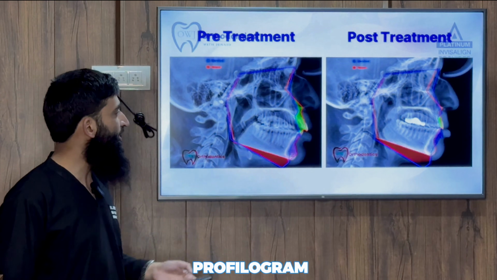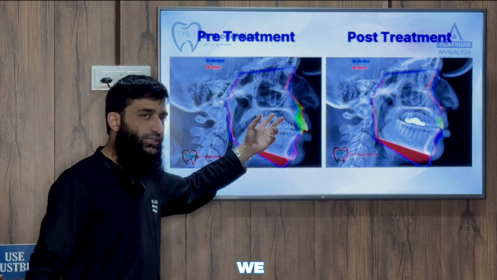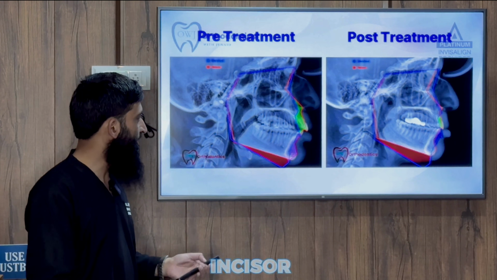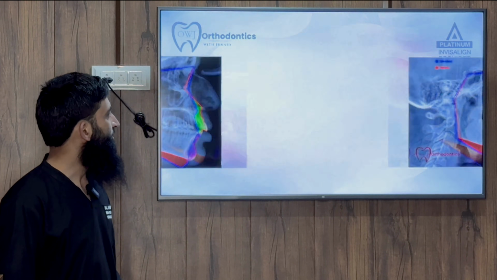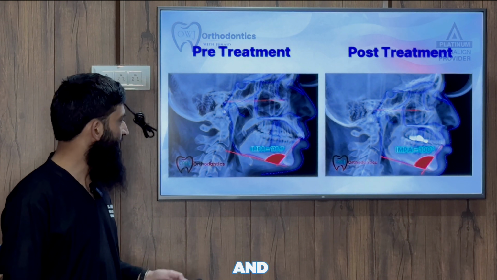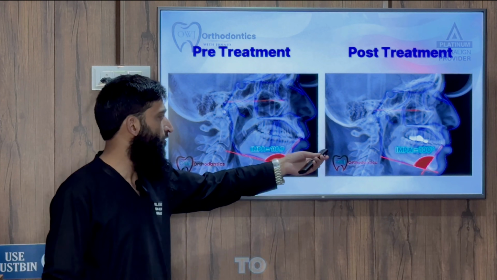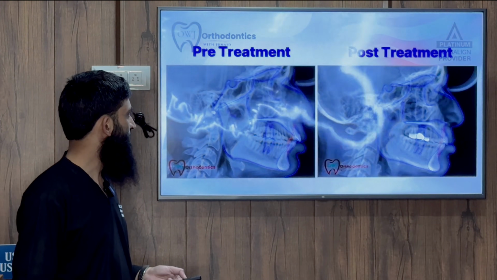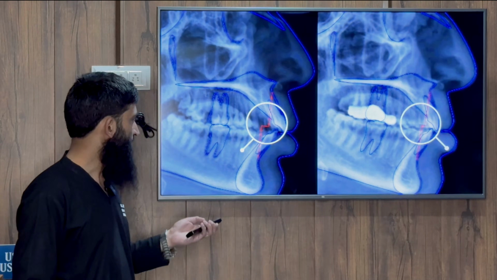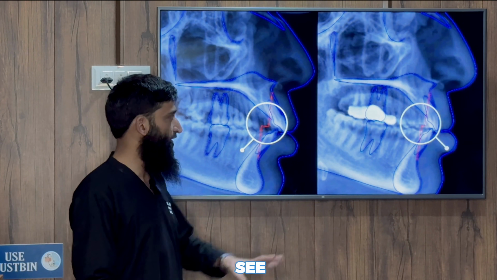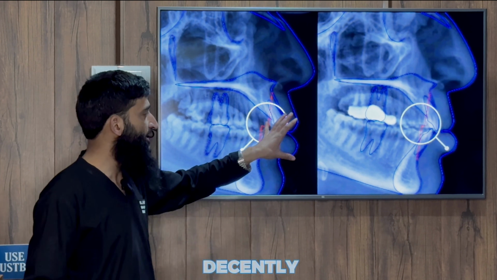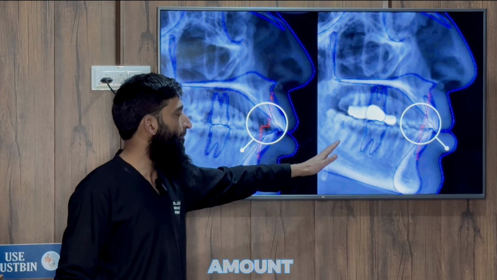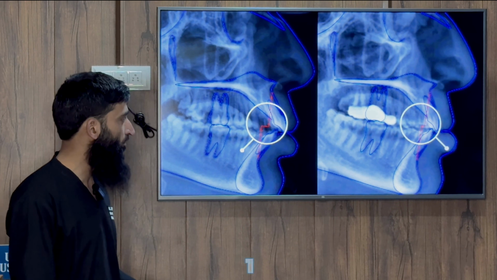And the profilogram showed that the green color, which we need to correct, it has decreased in the post-treatment, and the lower incisor similarly. And IMPA changing from 116 to 100 degree. So almost a 16 degree of change. Now the width appraisal from 4.2 to 2. Now if we see locally, the maxilla and mandible, we have tried to decently maintain a normal amount of width, that's about 1.